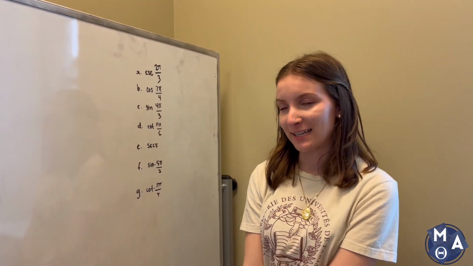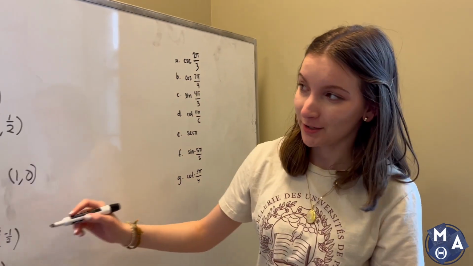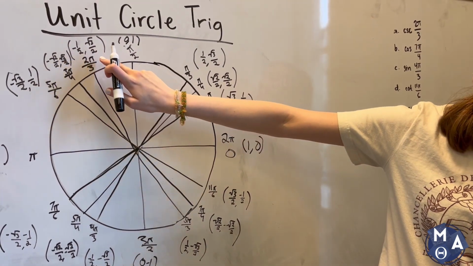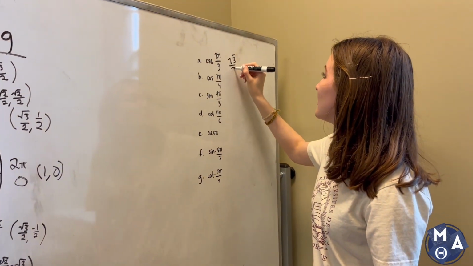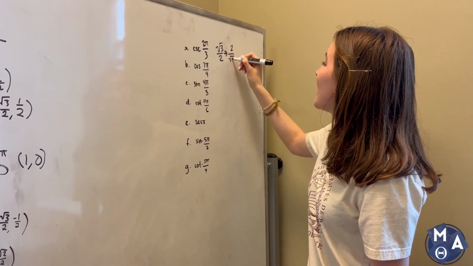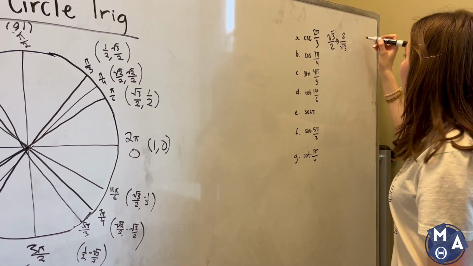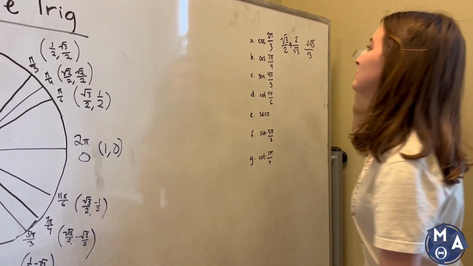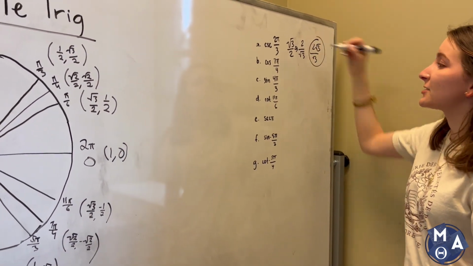Okay, so now we have some practice problems. We're going to start with cosecant of 2 pi over 3. If we look at our unit circle over here, we see that the sine of 2 pi over 3 is root 3 over 2. And so we're going to have to flip it because it's cosecant. That's going to get us 2 root 3 over 3 when we do the math, because we can't have a square root on the bottom, so we can move it to the top. So that's our answer for that.